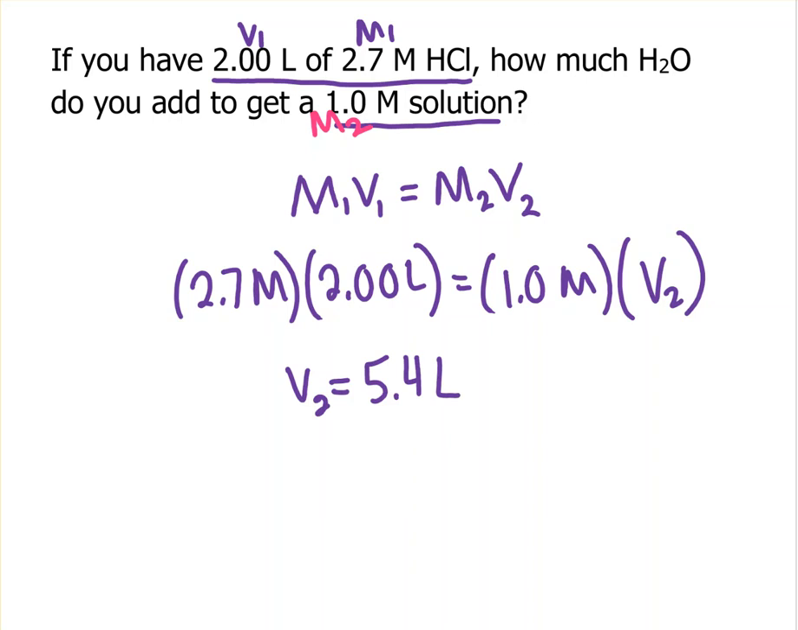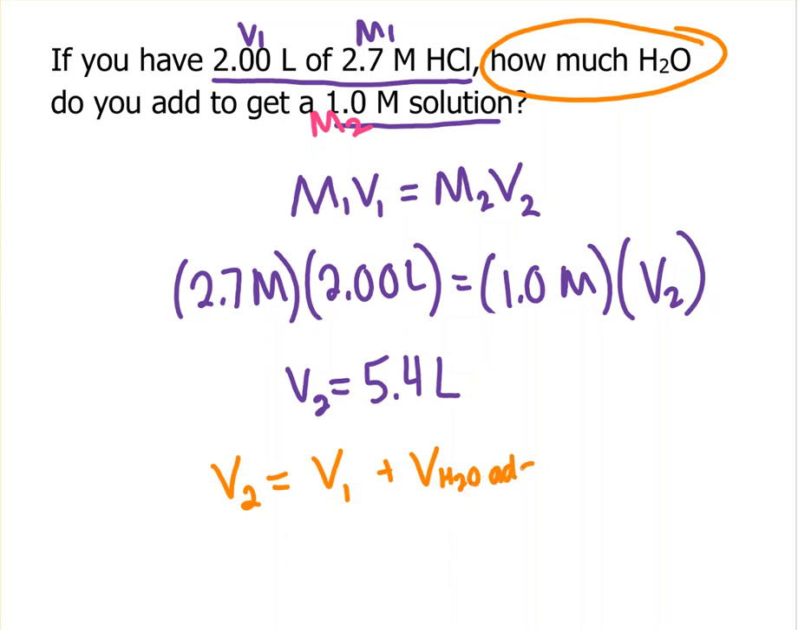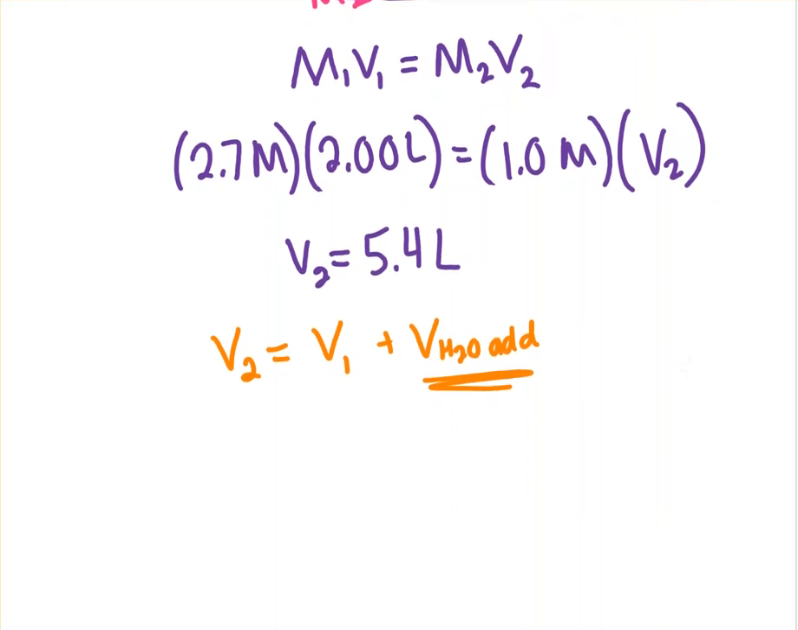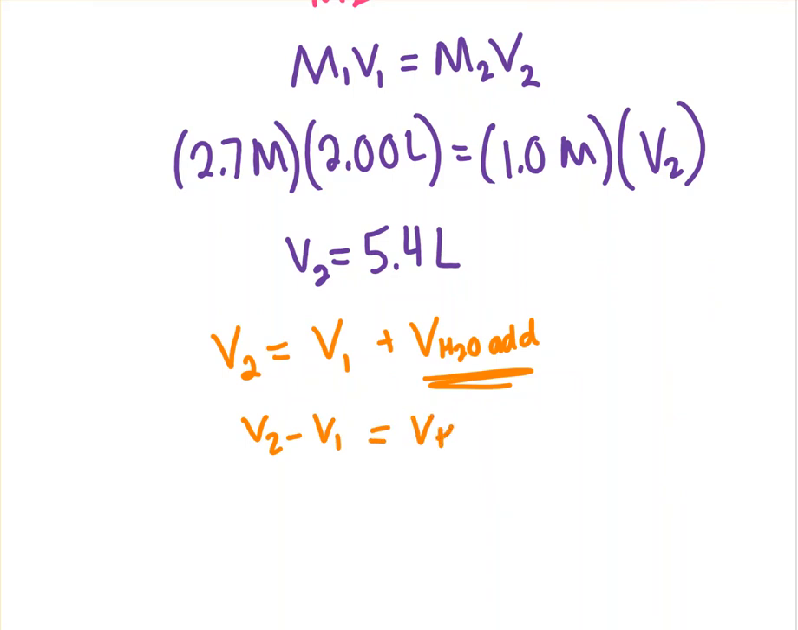Okay, so you might think we're done, but the thing is that the question asked for how much water do we add. It didn't ask what the final volume would be. In other words, the final volume, V2, is going to be equal to the original volume, V1, plus the volume of water added. And the problem asked for how much water was added. So you can see that we're just going to say basically V2 minus V1 to get the water added.